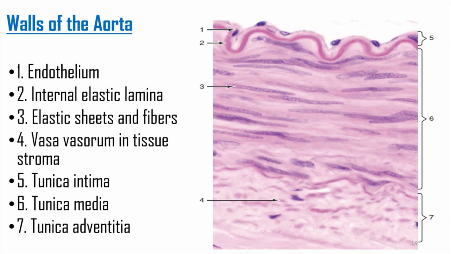And then task number 2, we want you to draw these walls of the aorta at high power. So here, where this arrow is pointing, number 1, this is what we call the endothelium. The endothelium is simple squamous epithelium. So show the simple squamous epithelium. Number 2 here, this is the internal elastic lamina. Number 3 are the elastic fibers. Number 4 are the vasa vasorum.